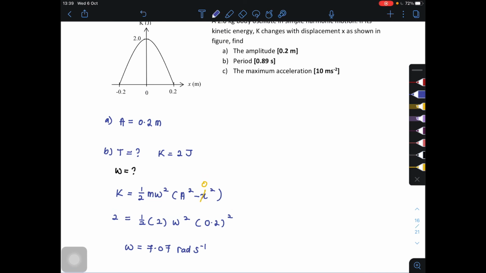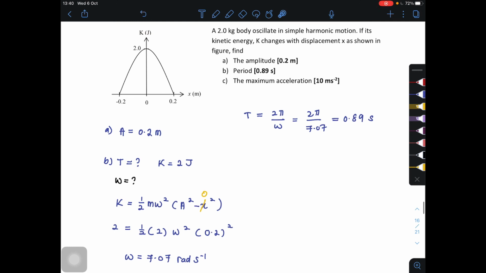Okay, so now that we have value for omega, we can get the value for period. Okay, di mana T is equal to 2 pi divided by omega. So substitute, dan kamu akan dapat it is equal to 0.89 second. Okay, so last one, what is the maximum acceleration?